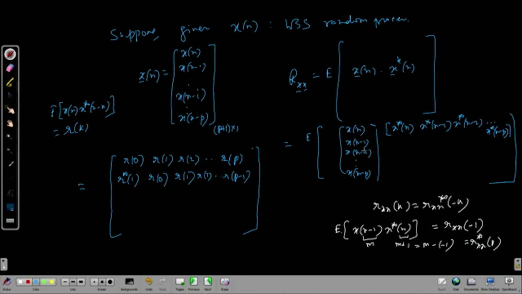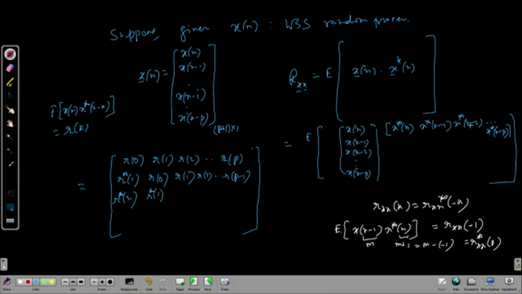Then again x(n-2)x*(n). By the same logic, if you call n-2 as m, it is m plus 2, or m minus minus 2. So, it becomes R_xx(-2), but R_xx(-2) is R_xx*(2), since if it is minus k, it becomes plus k. So, R*(2). Second, from the Hermitian property also, if it is the (1,3) element, then the (3,1) element will be its conjugate. Then n-2, n-1: if you call n-2 as m, n-1 will be m plus 1, and the same thing follows. So, it will be R*(1).